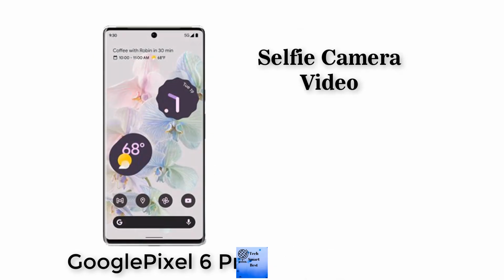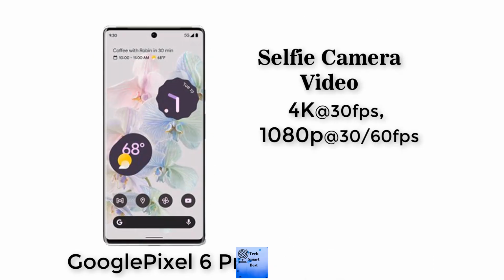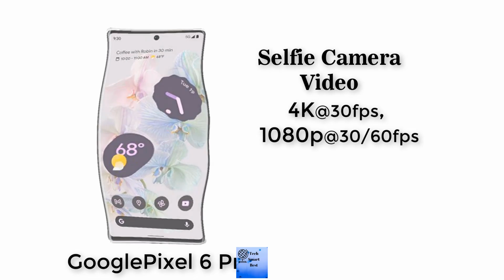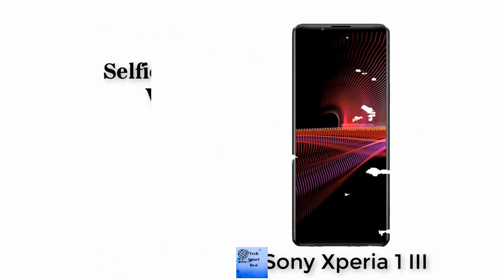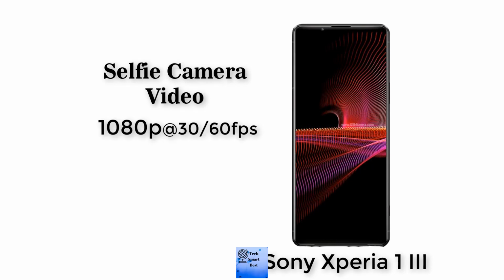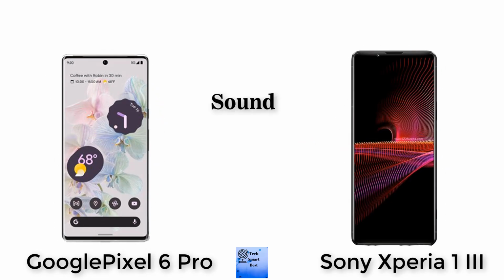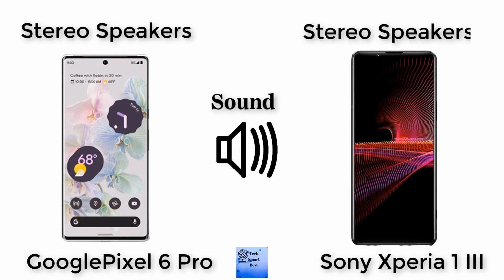The video of the selfie camera of the Google Pixel 6 Pro is 4K at 30 fps, 1080p at 30 and 60 fps. The video of the selfie camera of the Sony Xperia 1 Mark III is 1080p at 30 fps, 5-axis stereo EIS. The sound of the Google Pixel 6 Pro loudspeaker is available with the stereo speaker. And the sound of the Sony Xperia 1 Mark III loudspeaker is available with the stereo speaker.